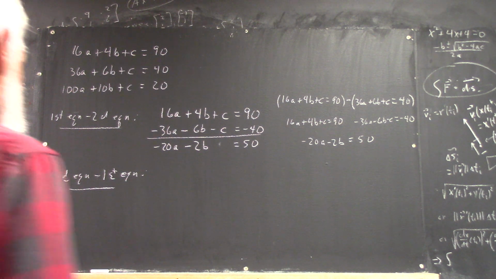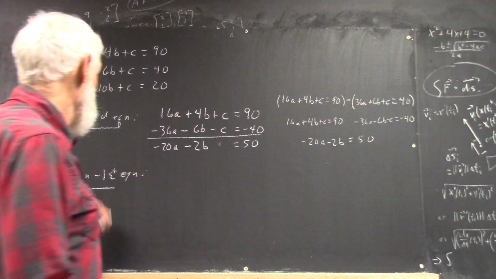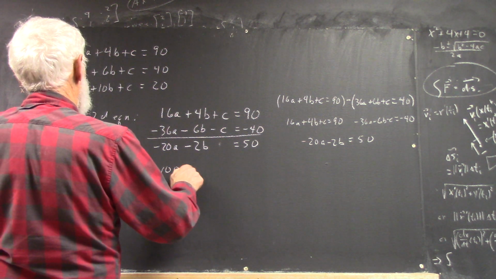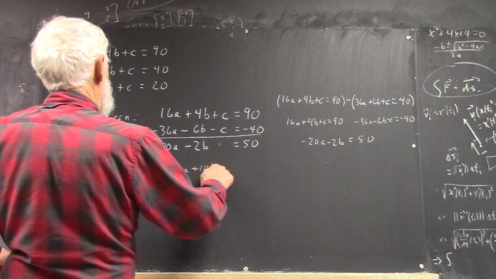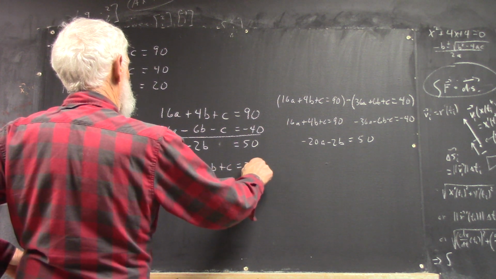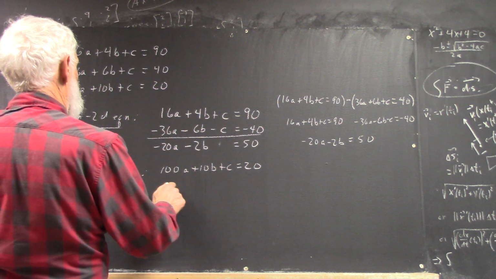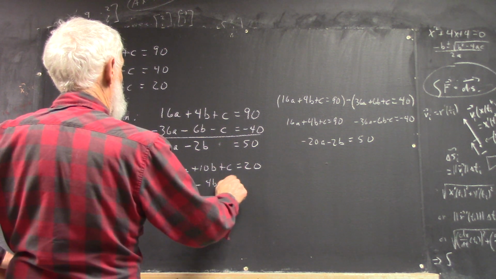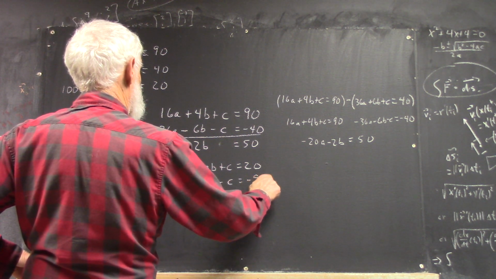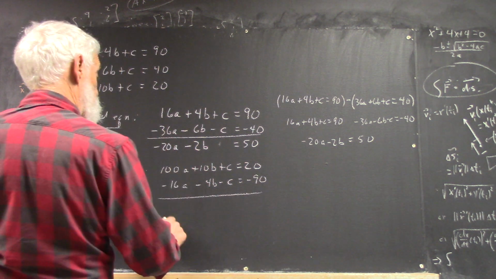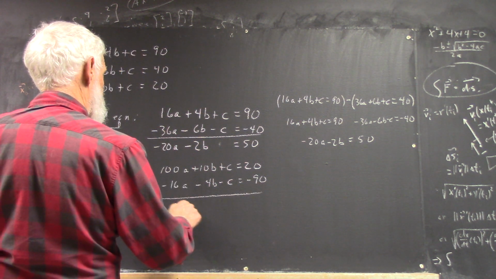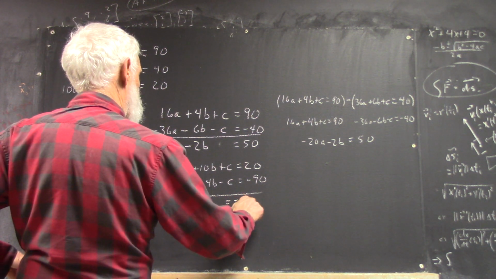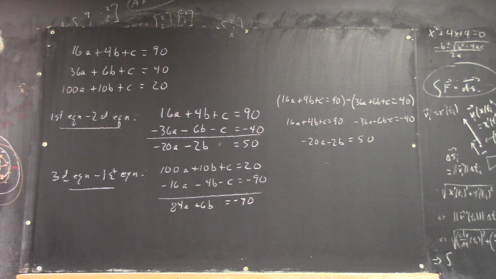Yeah, now I can look at this. I'll write it out. You get 100a plus 10b plus c equals 20, and then minus 16a and minus 4b minus c equals minus 90. That adds up to 84a. I think this is what you said. Plus 6b equals negative 70. Okay.